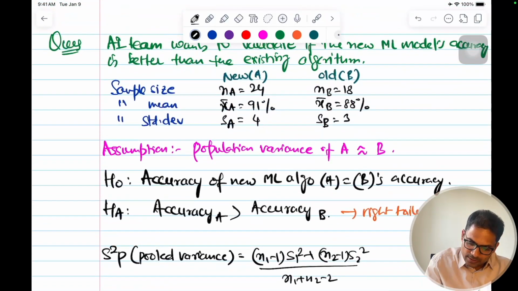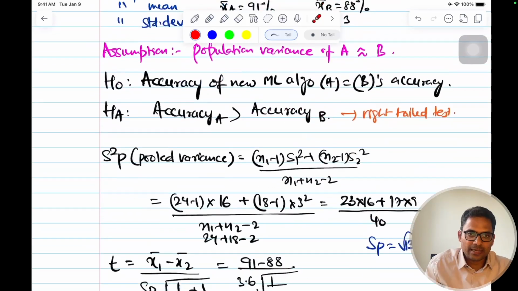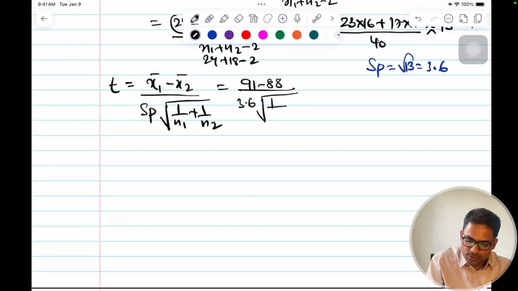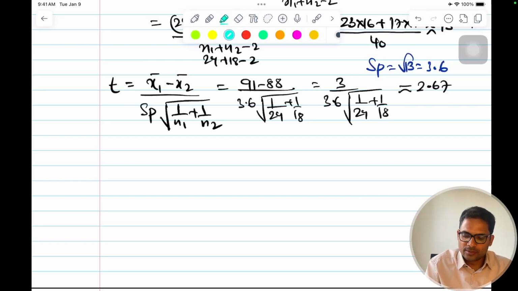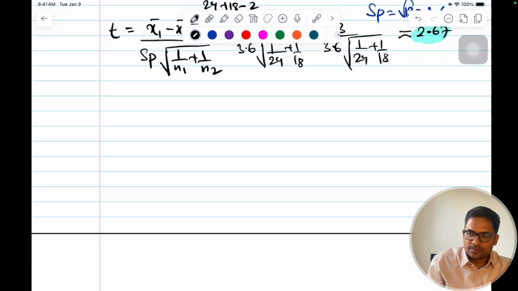So 3.6 into the square root of 1 by 24 plus 1 by 18, where n1 is 24 and n2 is 18; A and B are 1 and 2. So this is 3 divided by 3.6 times the square root of 1 by 24 plus 1 by 18. If you compute this finally, this will come out to be approximately 2.67. Do the maths, this is simple, you can do it. The main thing is the idea.